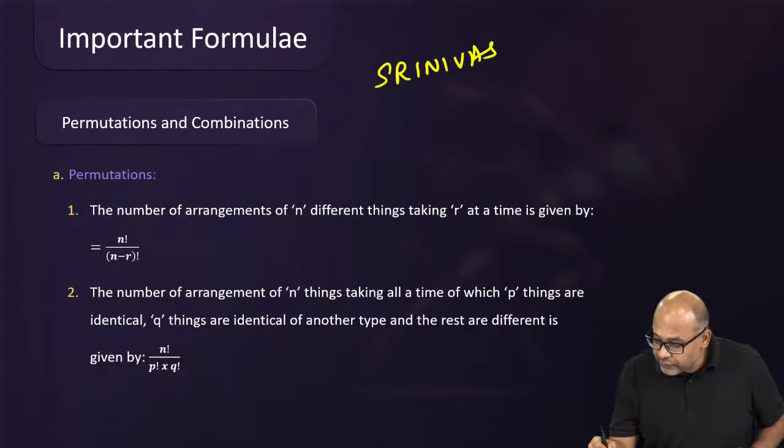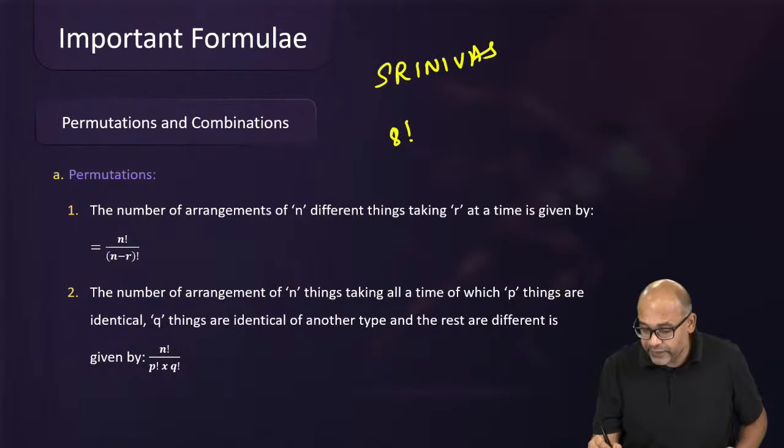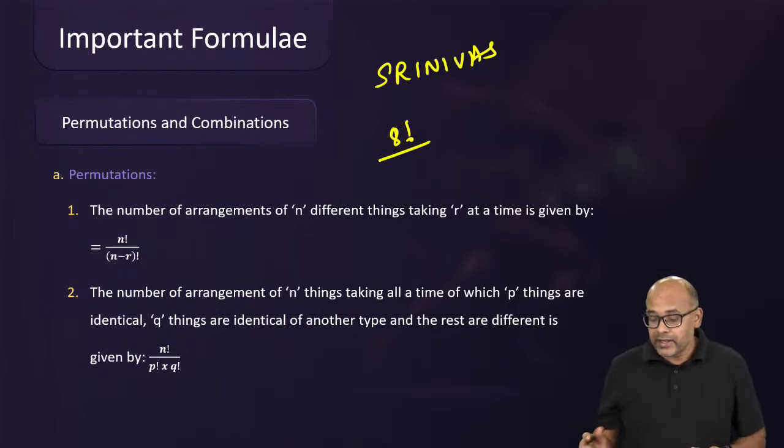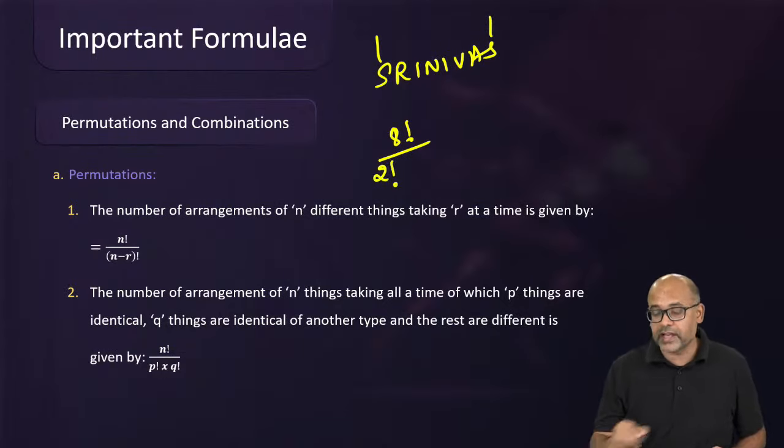So you have 1, 2, 3, 4, 5, 6, 7, 8. Good, I don't remember that I had 8 letters. So 8 factorial, if I am using all 8 letters to form a word. So 8 factorial by, how many S's are repeated? S's are 2. So 2 factorial for the S's.